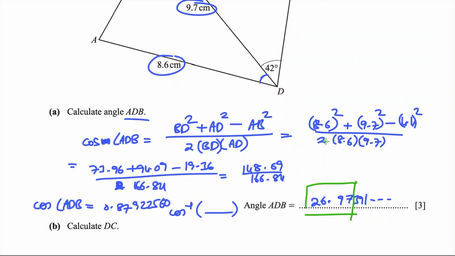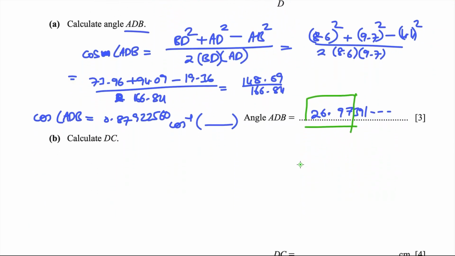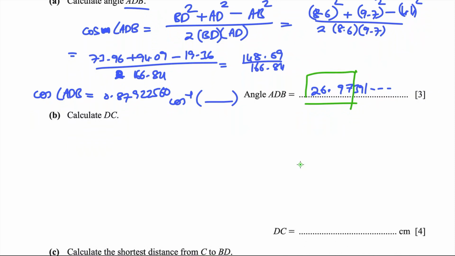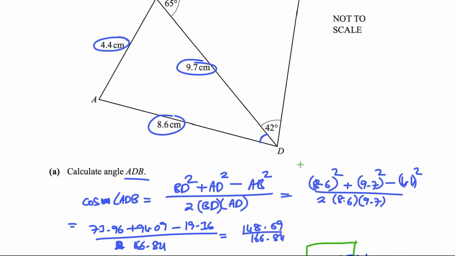Okay, so just remember, whenever you see a triangle with all the three sides given, that's it, you are going to use cosine rule. Now the second part, calculate DC. So we are calculating DC here.